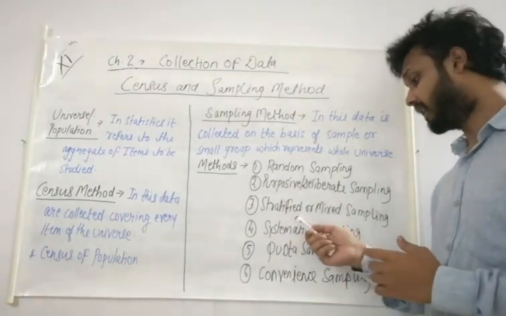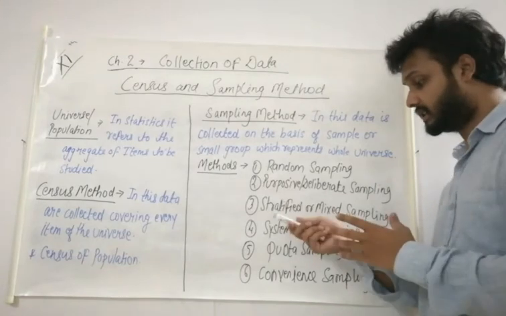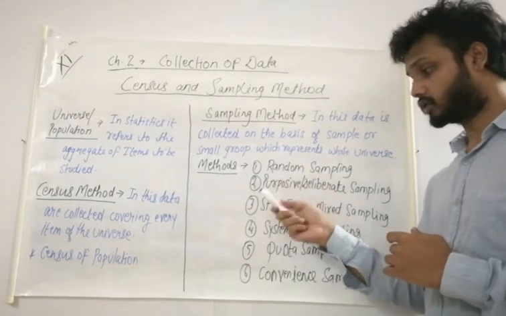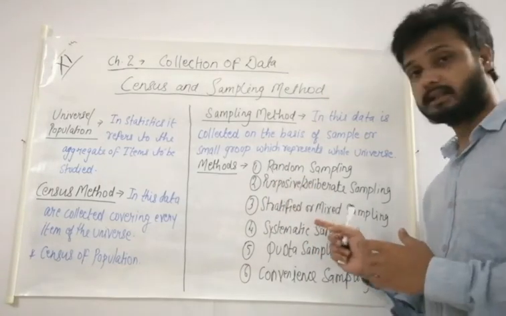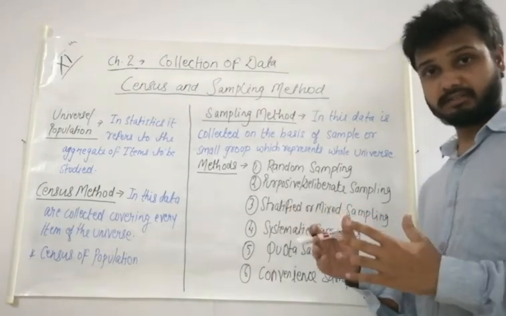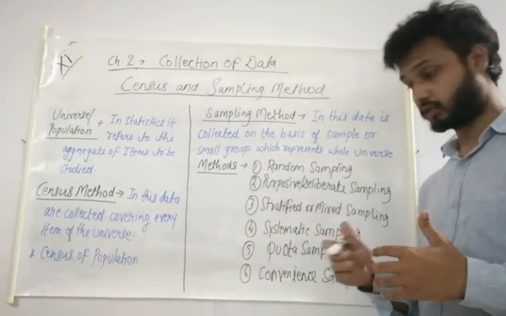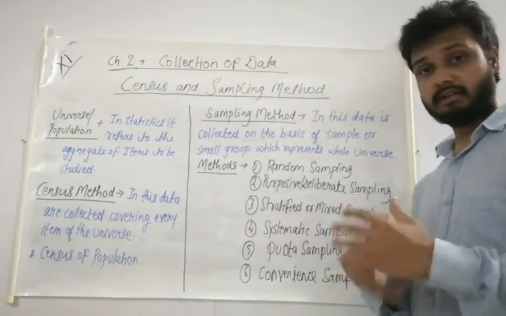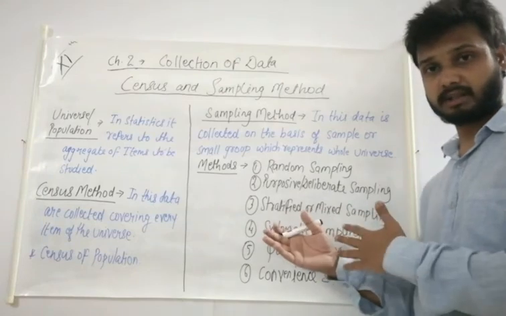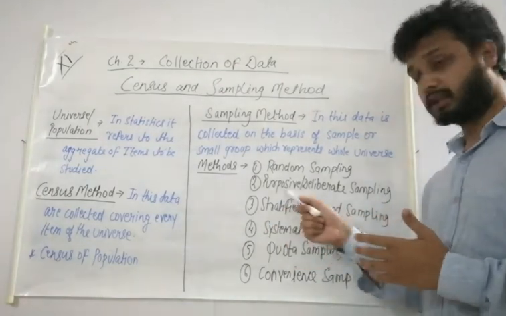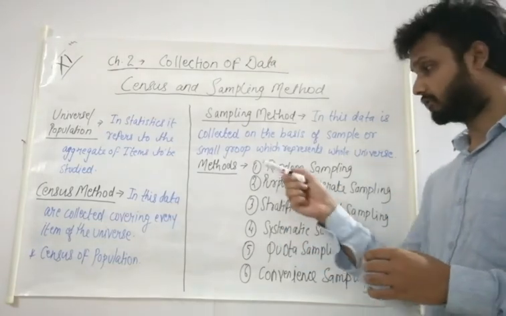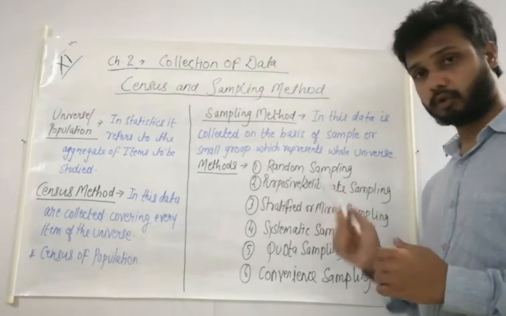Third one is stratified or mixed sampling. In stratified or mixed sampling, we see a mixture of these two, random and purposive. In this, both methods are followed. First, the universe is classified into different groups or strata, and we select persons with our choice. Suppose we have selected 5 persons, so that is purposive, and from those 5 we pick up one name, so that will be random. So it is a mixture of both.